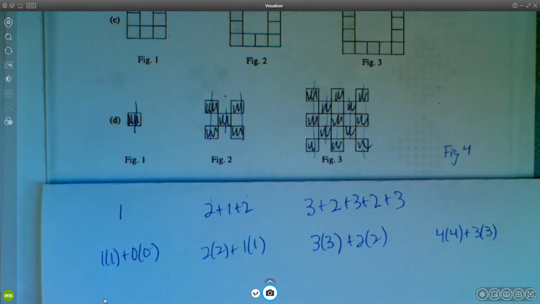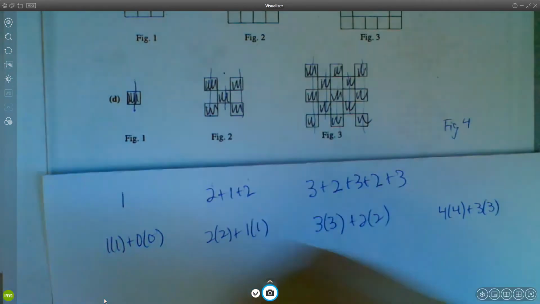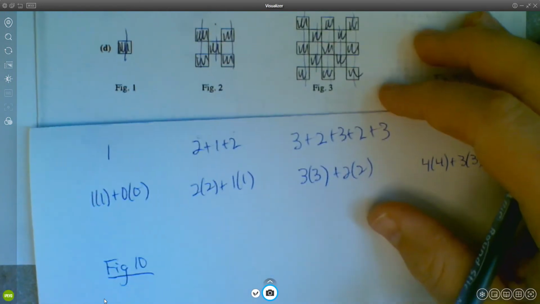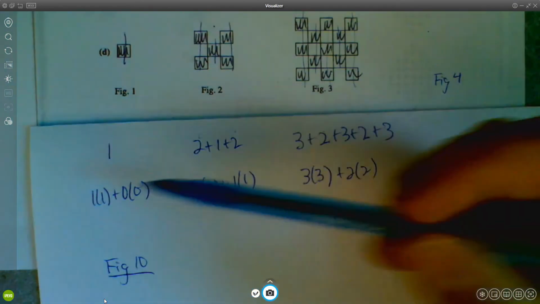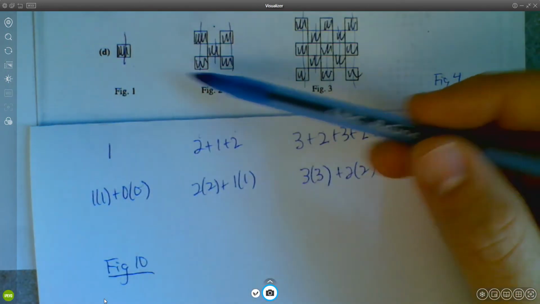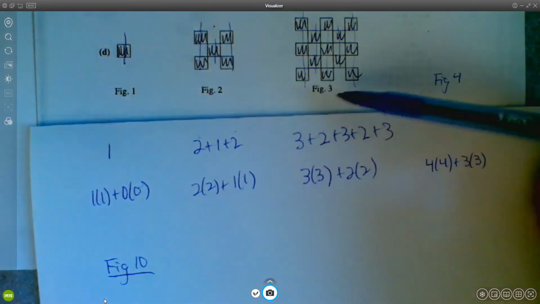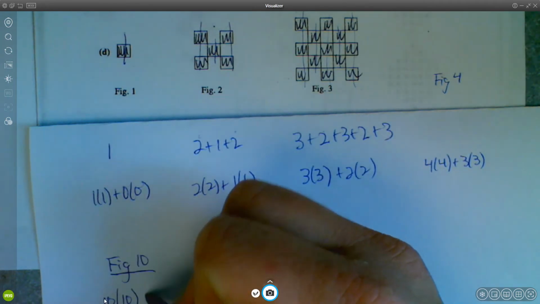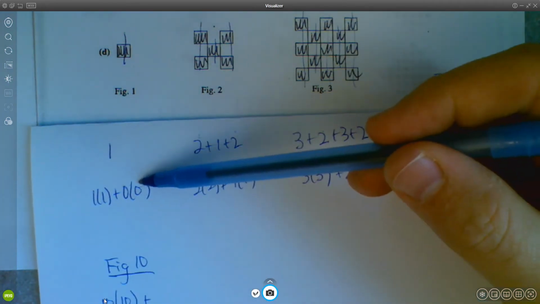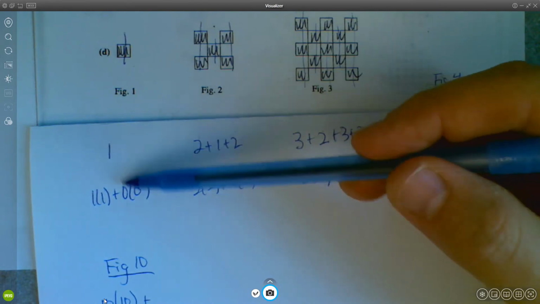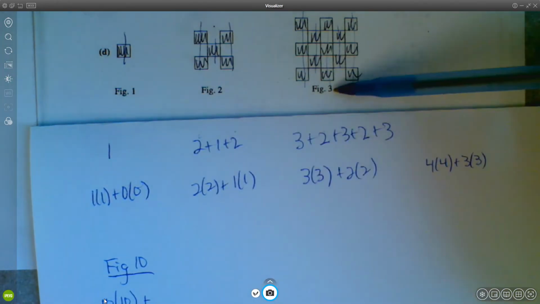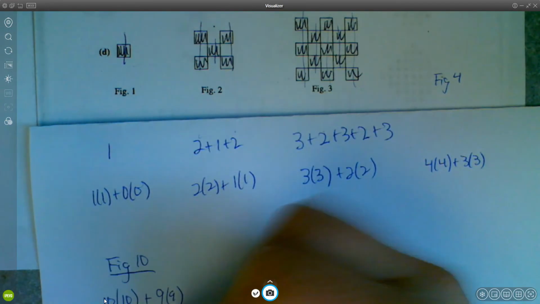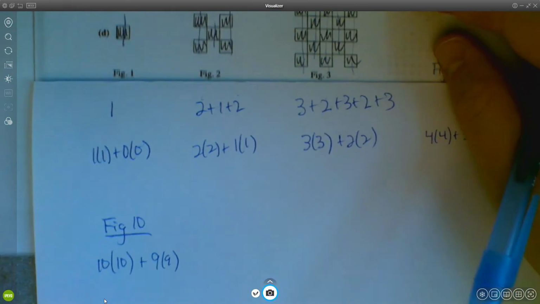Okay. So there's figure 4. Figure 10 then, I don't think is too much of a stretch at this point, because look, the first number matches the figure number. Figure 1, 1. Figure 2, 2. Figure 3, 3. Figure 4, 4. Figure 10 is going to be 10 times 10. The second number is 1 less than your figure number, right? So figure 1, 0. Figure 2, 1. Figure 3, 2. Figure 4, 3. Figure 10, it's going to be 9 times 9. Okay, so there's figure 10.